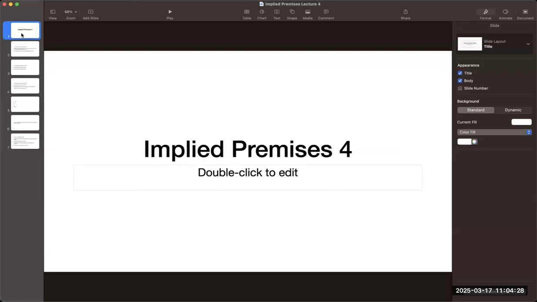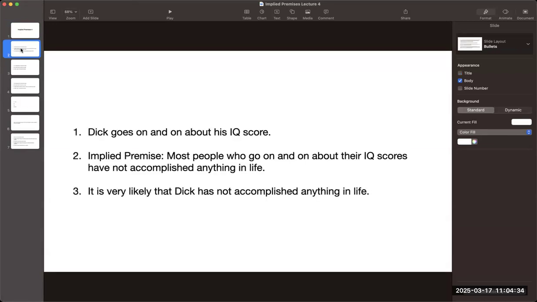Okay, so I want to talk a little bit more about implied premises and how we diagram them. Lavin's pretty good on this, but I just want to go through it, right? So let's look at the argument we looked at before. Dick goes on and on about his IQ score. Implied premise: most people who go on and on about their IQ scores have not accomplished anything in life. Conclusion, I should put "so" or "therefore," whatever: it is very likely that Dick has not accomplished anything in life, right?